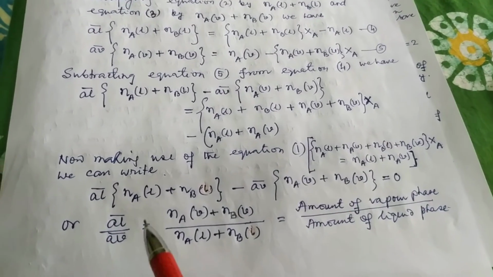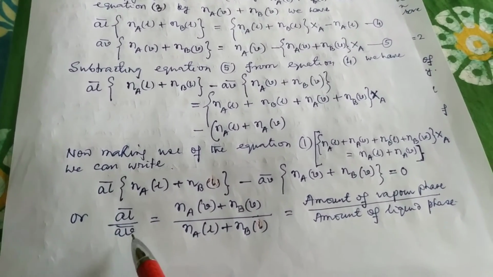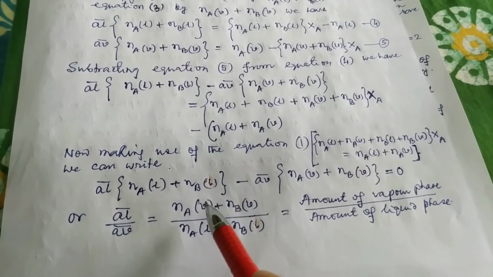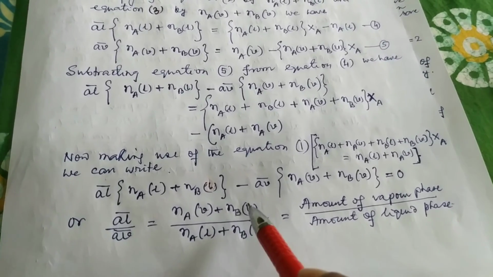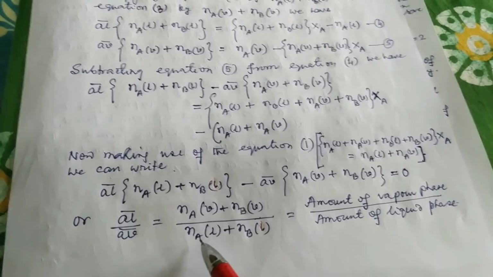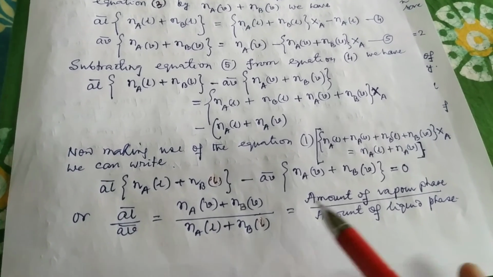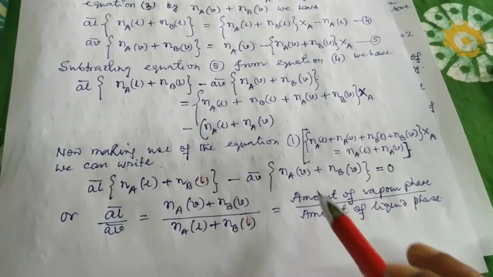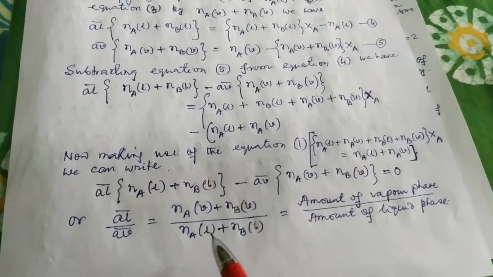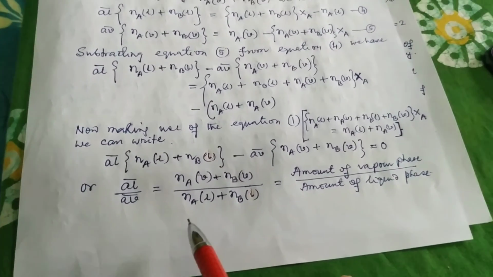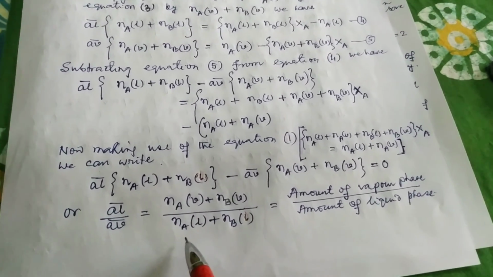So you can write AL bar, which means the length, by AV bar equals the number of moles of A in the vapor phase plus the number of moles of B in the vapor phase, divided by the number of moles of A in the liquid phase plus the number of moles of B in the liquid phase. So this is the amount of vapor phase, and this is the amount of liquid phase. So this is the quantitative formulation of the Lever rule. Okay? Thank you.